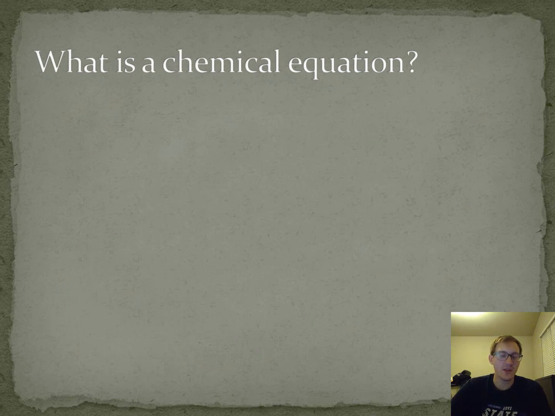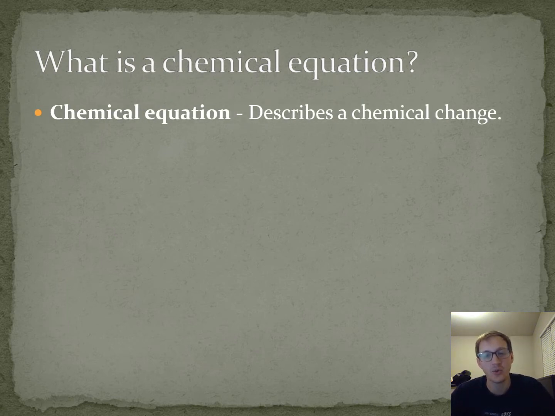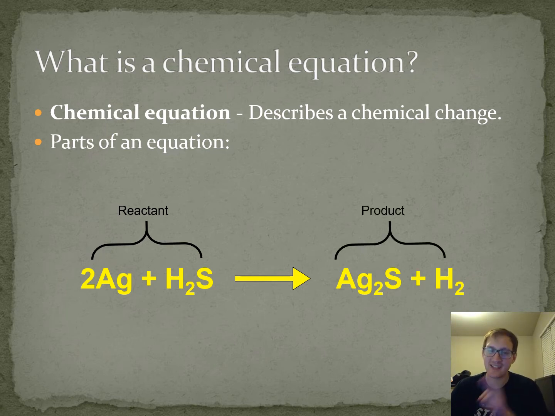All right, so let's begin. What is a chemical equation? A chemical equation describes a chemical change of some kind. We're going to have two different chemicals or two different compounds combining to make other ones, or something new through this chemical process. And so we're going to have two different parts to an equation: the reactant side, the things that are reacting together, and the product side, the things that are produced at the end.